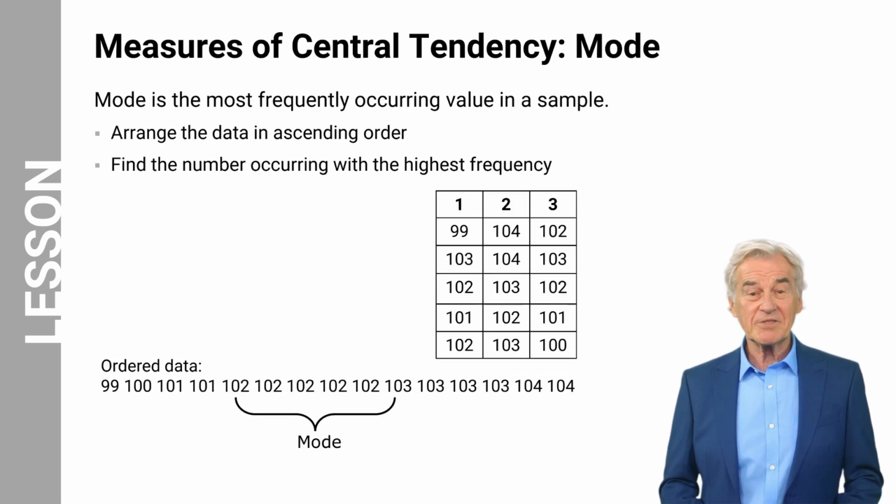The mode is the most frequently occurring value in a sample. To determine the mode, it is again beneficial to arrange the data in ascending order. Using the data from the table, as seen below, the number occurring with the highest frequency is also 102.